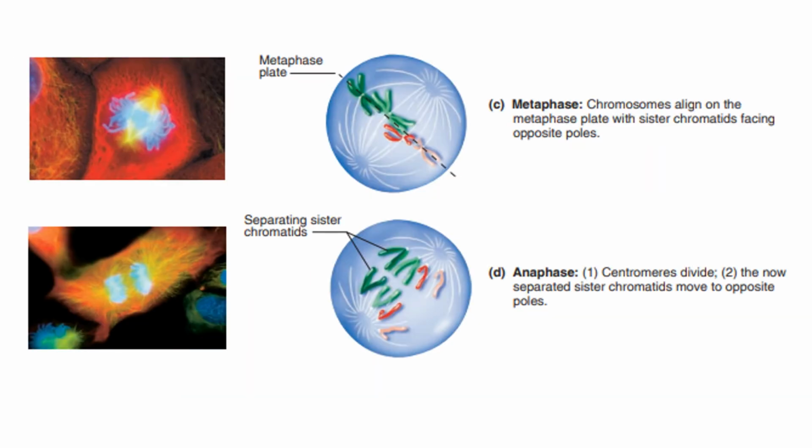In the metaphase stage, the chromosomes align on the metaphase plate, sometimes called the equatorial plane, with sister chromatids facing opposite poles. In anaphase, the centromeres divide. The now separated sister chromatids move to the opposite poles.